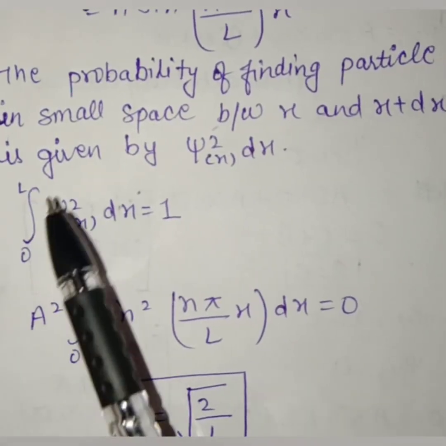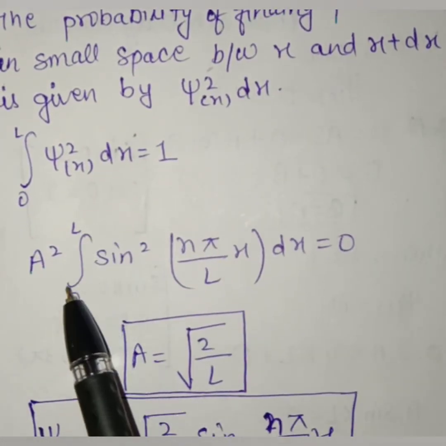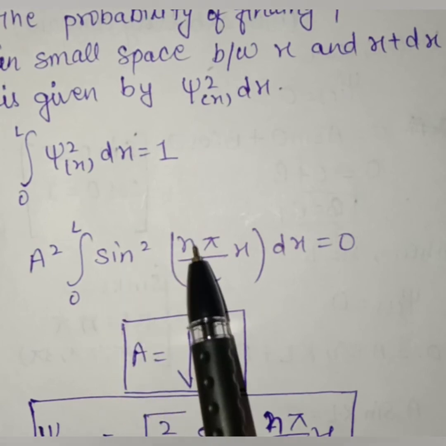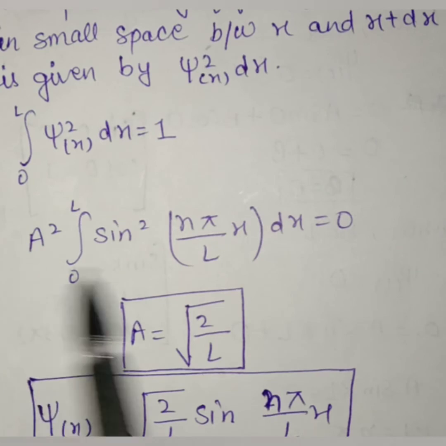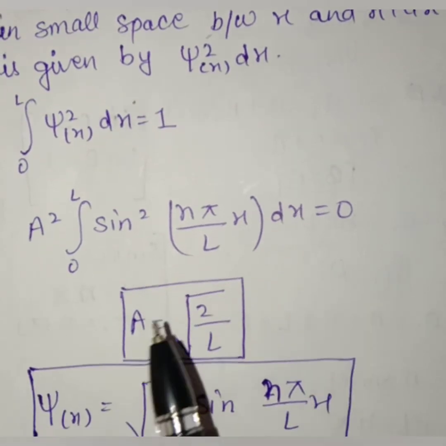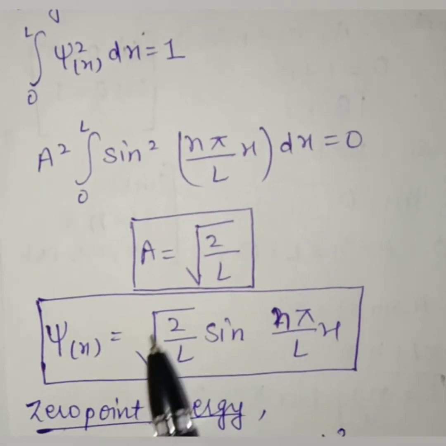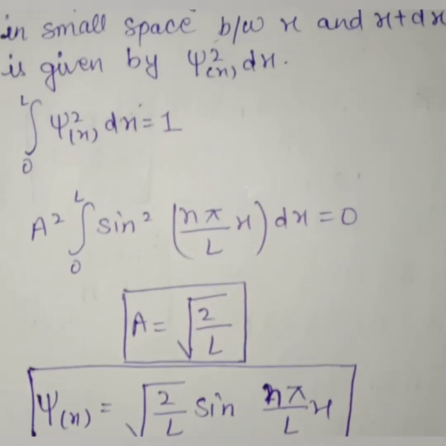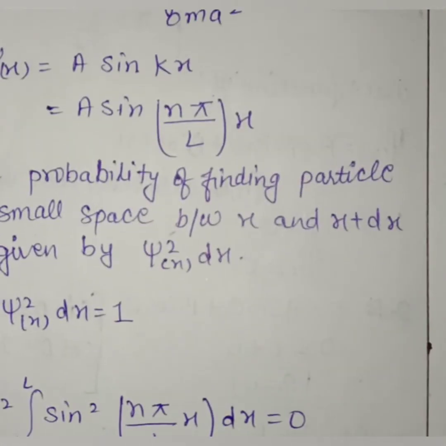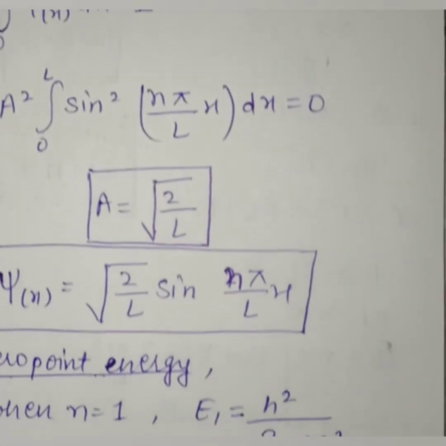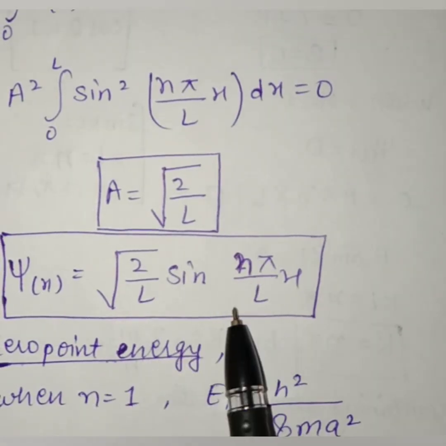Integrating from limit 0 to L, ψ square dx equals 1, where a square integration from 0 to L of sin square (n pi by L) x dx equals 1. Now when we solve this equation, we will get the value of a, which is a equals under root 2 by L. Now we can put the value of a in this equation. We'll get ψ(x) equals under root 2 by L sin (n pi by L) x.